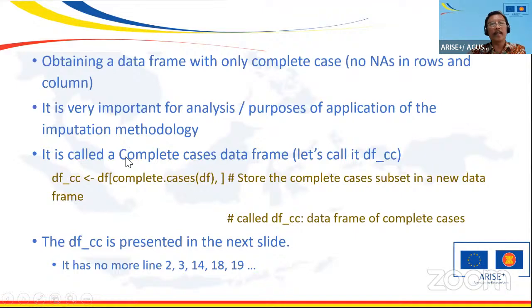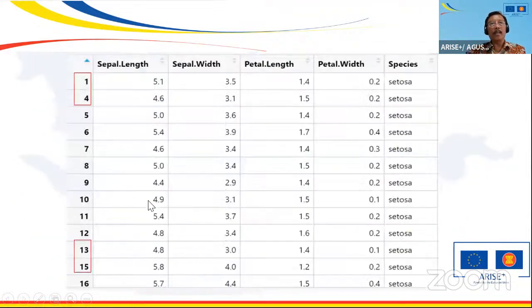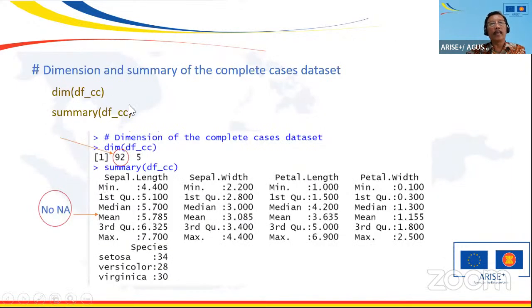Again, this is the complete case. You want the complete case. This is the statement, and you get the complete case. And you get the summary. There's no missing because it's the complete case.